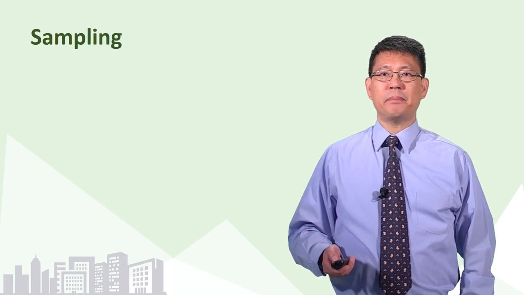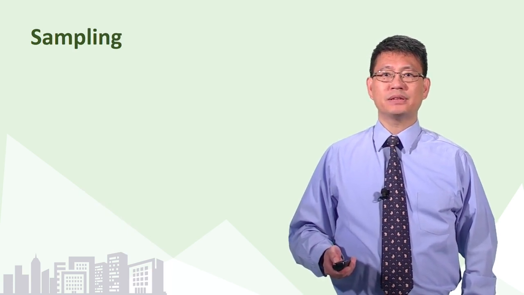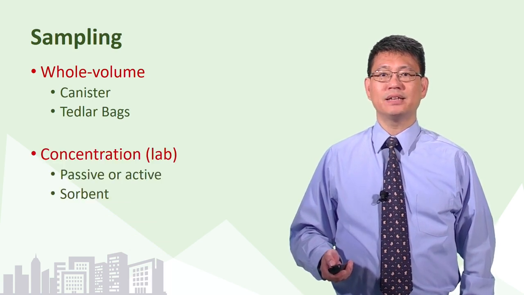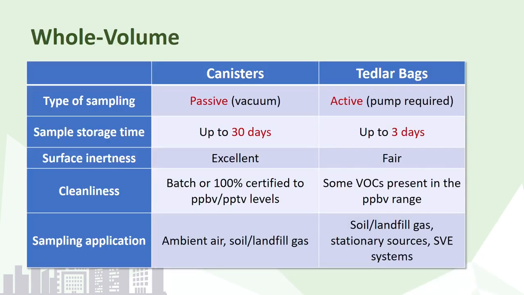Let's talk about sampling. There are two sampling methods: whole volume sampling and concentration sampling. Using whole volume sampling method, we collect air in the environment directly for analysis. We use canisters or tether beds to collect air samples. This table shows the characteristics of canisters and tether beds.